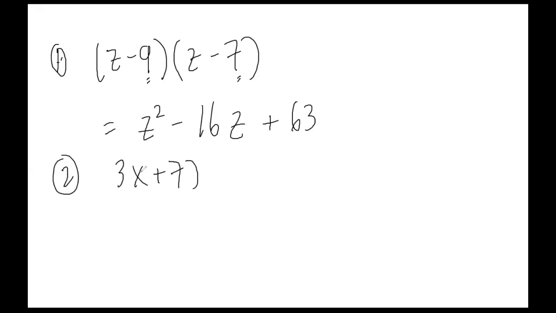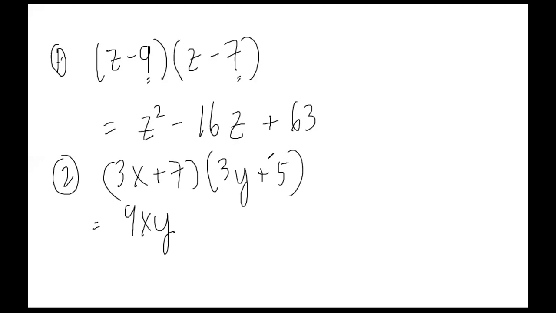3x plus 7 times 3y plus 5. Okay, so here, multiply natin isa-isa. 3x times 3y, that's 9xy. 3x times 5, that's equal to plus 15x. Okay, inner term, 7 times 3y, plus 21y. How about this one? 7 times 5, that's equal to 35. Meron bang pwedeng i-add? Wala, kasi wala naman ng like terms.